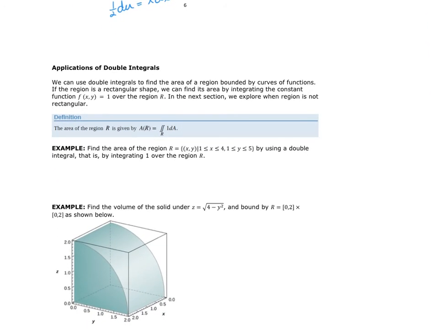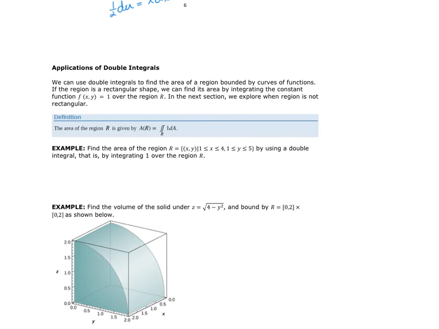Okay, so application of double integrals. We can use double integrals to find the area of a region bounded by the curves of functions. Right now, we're just looking at rectangular shapes. We will go in the next section where it's not, but right now, let's say that we're looking at a rectangular shape. So the area of a region is going to be the double integral of 1 dA.